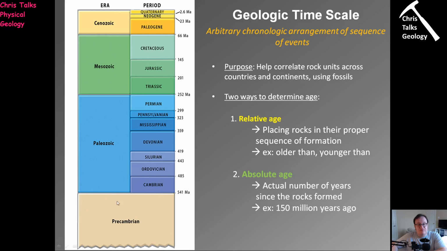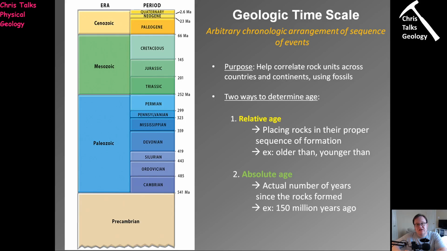So obviously we have the Precambrian down here at the bottom, and of course I'm sure you remember the Precambrian is made up of the Hadean, the Archean and the Proterozoic. And of course then we have the eras of the Phanerozoic, we have the Paleozoic, Mesozoic and Cenozoic, and of course we're right up at the top here. So what's the point of the geologic timescale? Well, the point of the geologic timescale is to help us correlate rock units across very large distances using fossils.